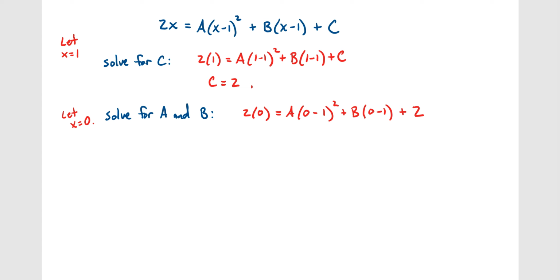So let's simplify this a little bit. We get 0 equals A times negative 1 squared, which is just 1. And then it's going to be B times negative 1, so minus B, plus 2.